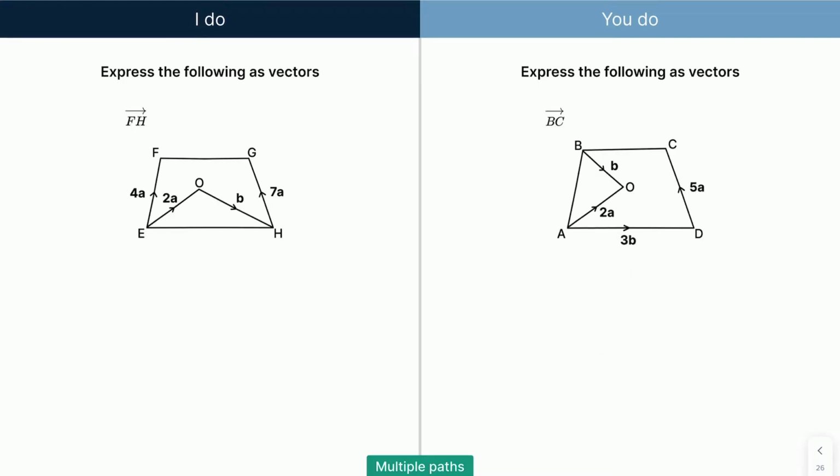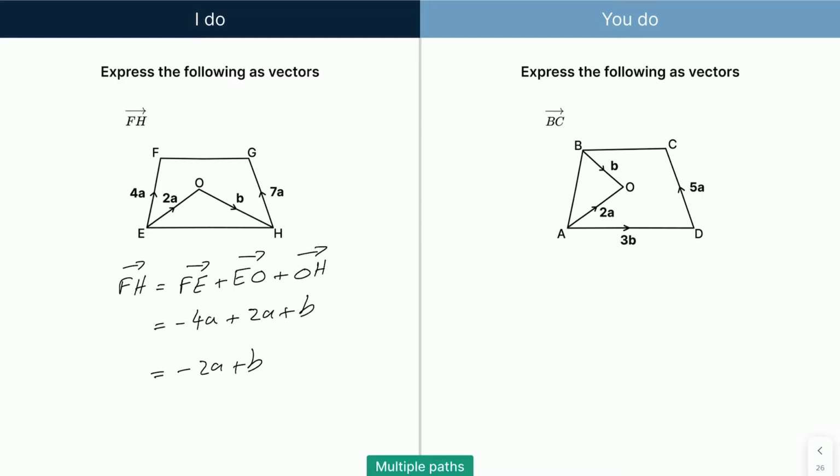So with this one, again, it looks a little bit trickier, but the same concept applies. We're going from F to H, and I'm going to go like that. So F to H, equals F to E, and then E to O, and then O to H. And then that would become minus 4A, because I'm going in the opposite direction there, plus 2A plus B, which becomes minus 2A plus B.